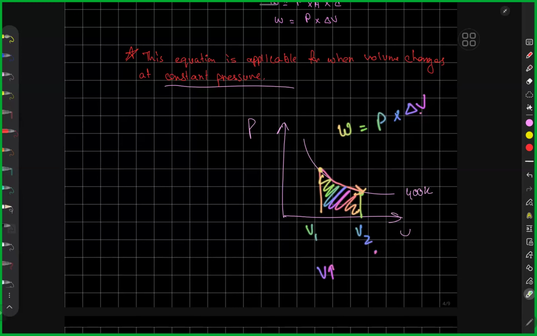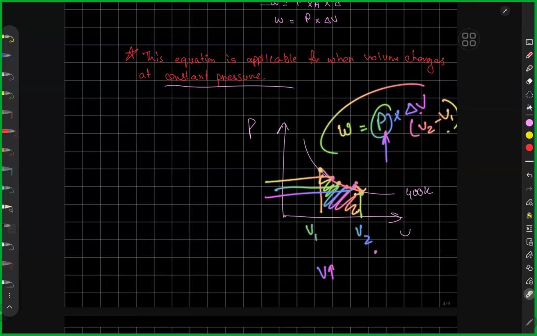I know that del V is simply V2 minus V1, but you don't know the pressure exactly. Pressure doesn't remain constant. You can't just take pressure like an arbitrary value from the point and say, okay, this is the pressure, or this is the pressure. No, pressure doesn't remain constant. That's the main idea.